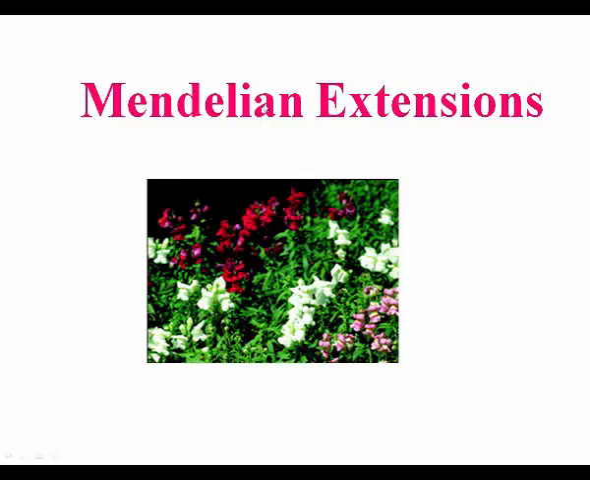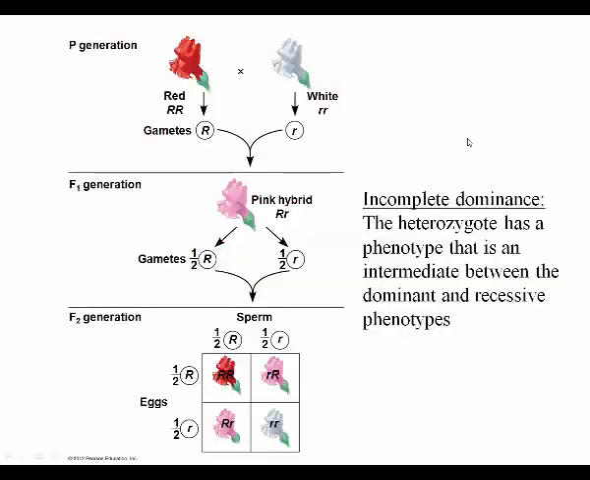We're now going to extend some of Mendel's principles and talk about more complicated patterns of inheritance. The first pattern of inheritance that I want to look at is incomplete dominance. And in incomplete dominance, the heterozygote has a phenotype that is an intermediate between the dominant and the recessive phenotypes.